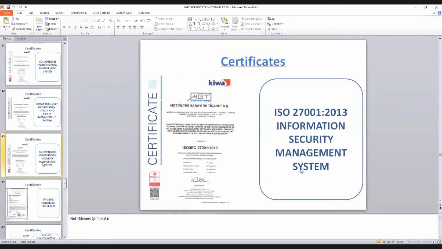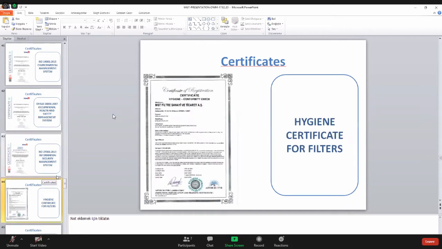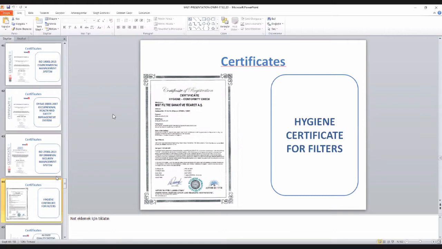And the other one is ISO 27001:2013, which is also required in our industry for information security management system. So we renew all the security system regarding technology and communication, to be protective and safe for ourselves and for our customers. Exactly. Hygiene certificate for the HEPA filters is also required in the food industry, for hospitals, laboratories, clean rooms. They ask for it.